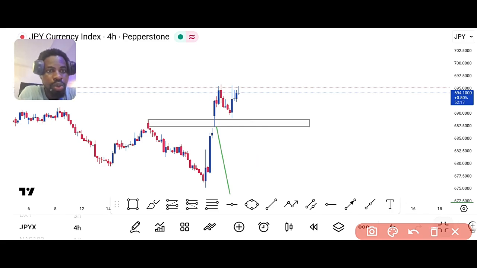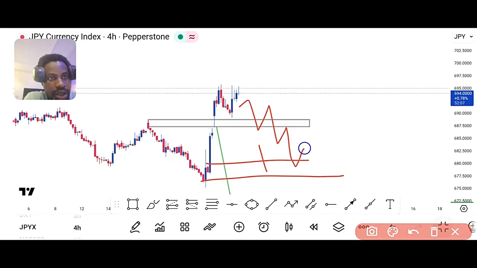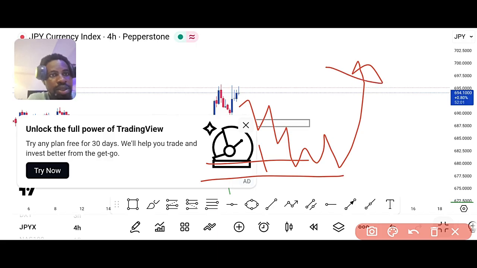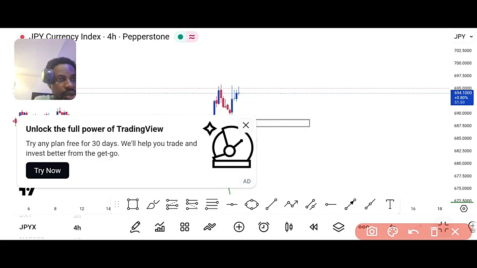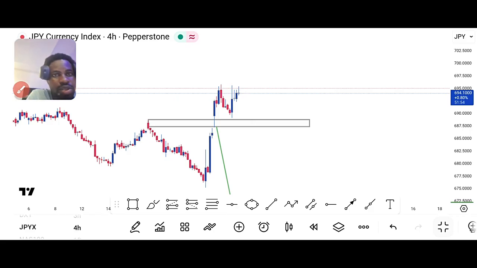The whole of this area here is where I'll be interested when price gets to it. As price is dropping here, creating a series of lows, price should do something like this, break the structure, pull back again, then go to the upside. So this is what I'll be expecting on the pair, maybe next week. No matter how it is, this is what I'll be expecting.